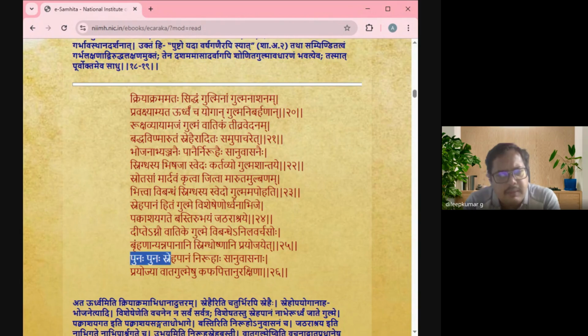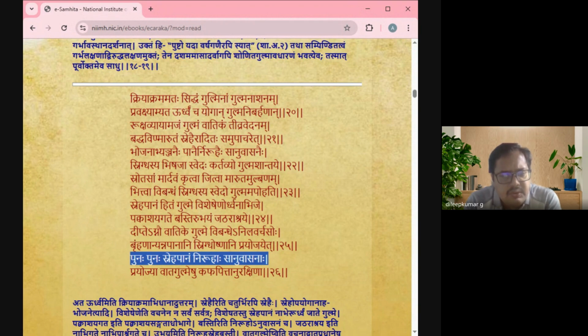Punah Punah Snehapanam, Punah Punah Niroha Sanuvasana. Means if you have done Snehapana one time, it is not enough. Your target is to soften the lesion and clear the obstruction.